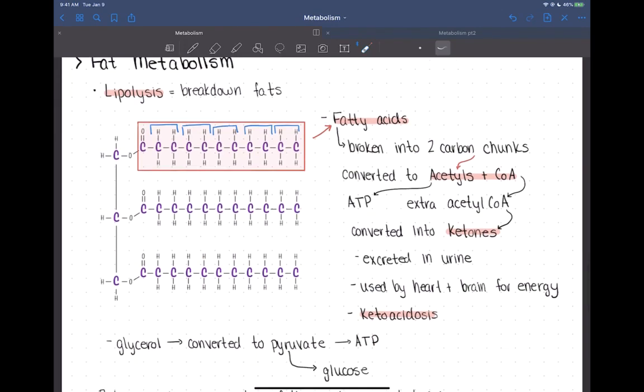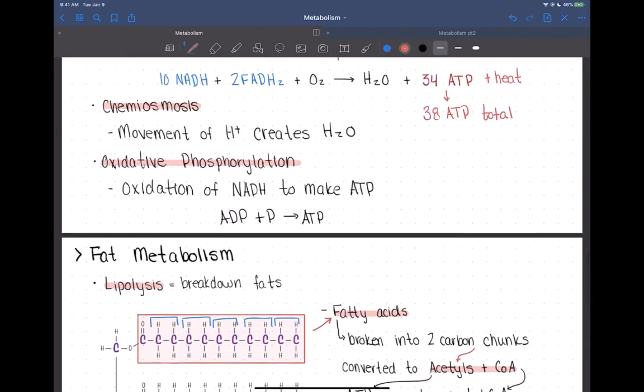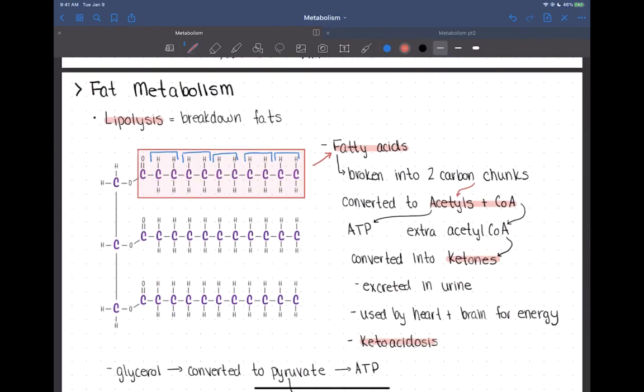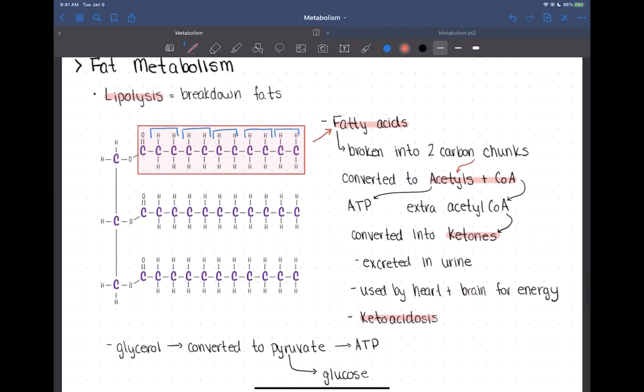Okay. However, ketones are also actually used, if needed, right? They can be used by the heart and the brain for energy. Okay, so if you are burning fats for energy, that means there's not a lot of glucose available. All right, your body will next go to fat as its source for energy, and so your brain can actually use those ketones for energy, and so can your heart.